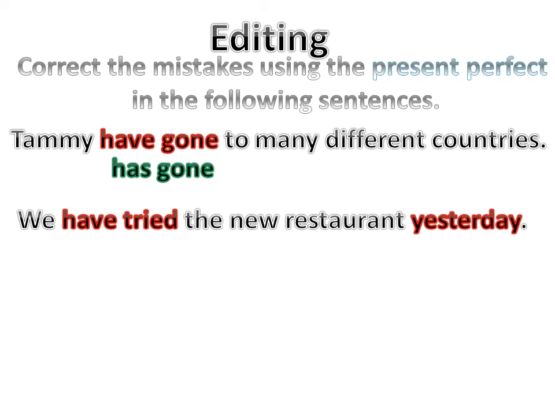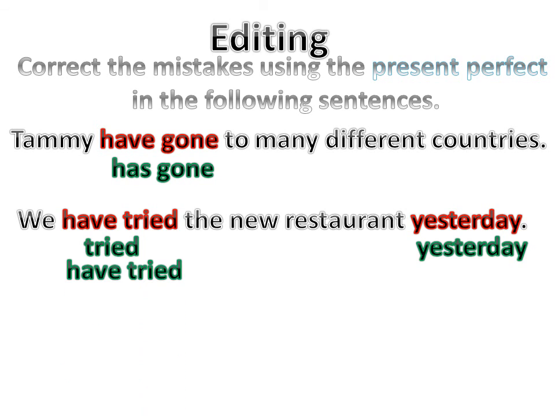We have tried the new restaurant yesterday. One way to correct this is to say, we tried the new restaurant yesterday. Because yesterday tells us when this happened. So we just use the simple past. Another way to correct this is to say, we have tried the new restaurant. But you need to remember to leave out yesterday.